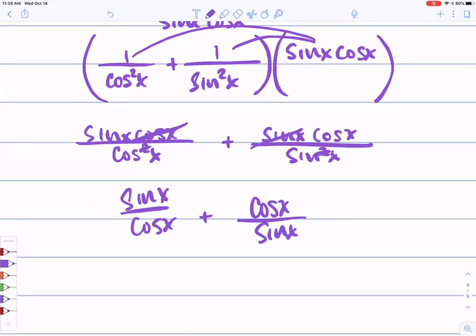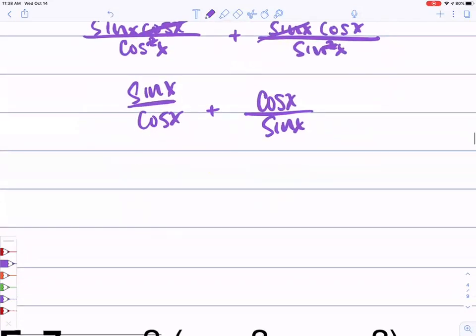Is this as simple as you can get it? No? What's sine over cosine? What is cosine over sine? Is that as simple as you can get it? Do I have any identities that go with those? I would say that's as simple as it's going to get.